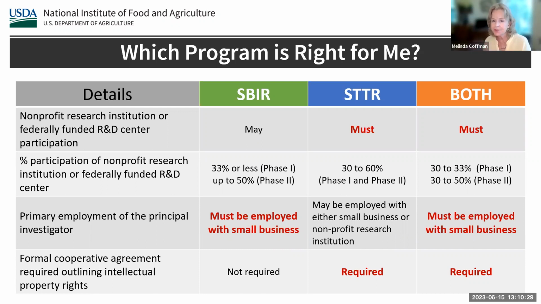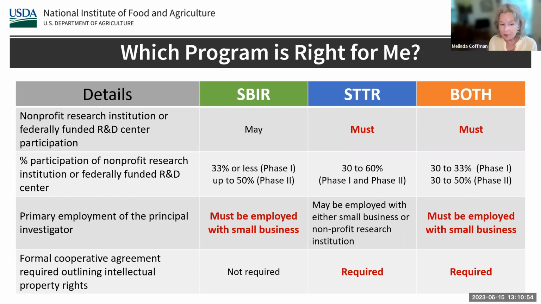in phase 2. The primary employment of the principal investigator: the principal investigator must be employed with a small business for SBIR. For STTR, he can be employed either with a small business or the nonprofit research institution. And for both, it must be employed with a small business.